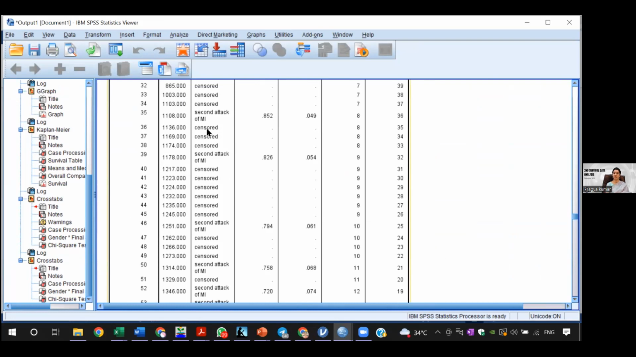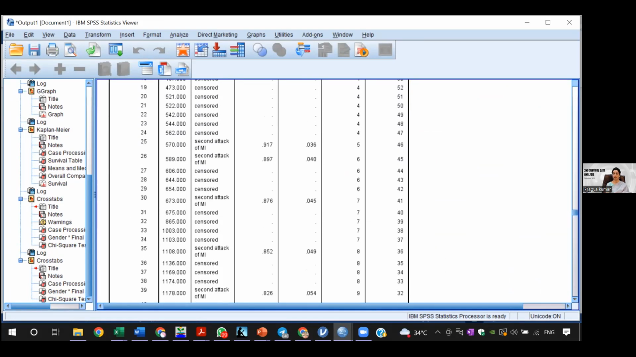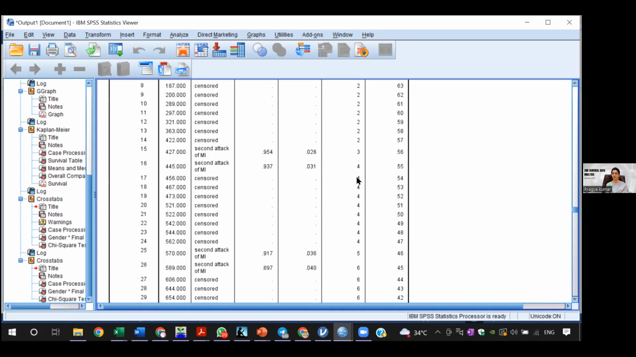So you can see when the person is censored, there is the same probability. And when the person is not censored, you can see, like in this case, this is 444. So ideally this table is not needed in the manuscript. This is just for understanding.